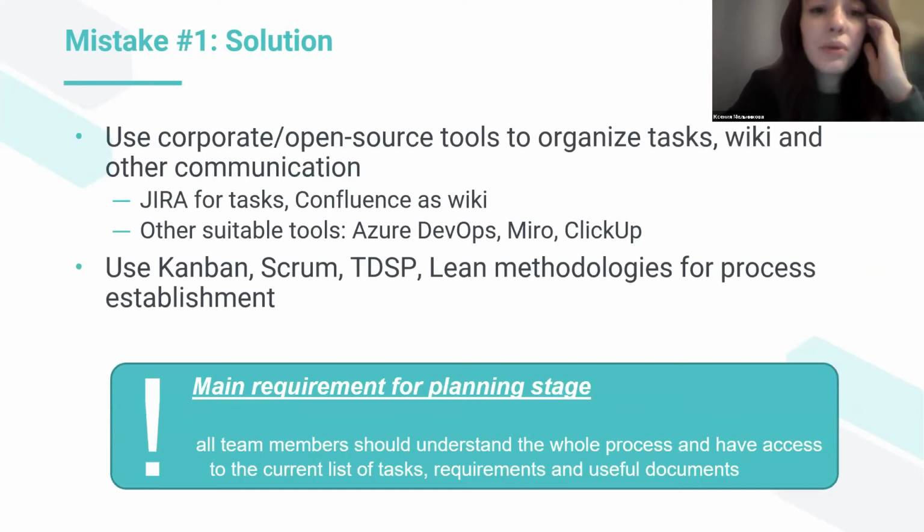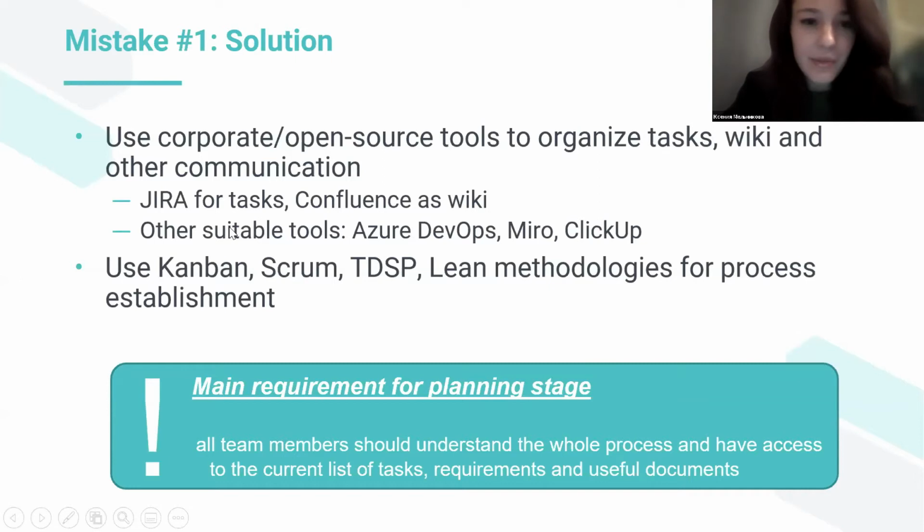So what can we do about this mistake? What is the solution? Of course, what we can do is implement some tools, open source tools or maybe commercial tools, to organize tasks, and implement some wiki for information sharing and other communication. For example, we can use Jira for tasks and Confluence as a wiki, or there are other suitable tools like Azure DevOps, where you can track the tasks, and they also have a wiki inside of it.